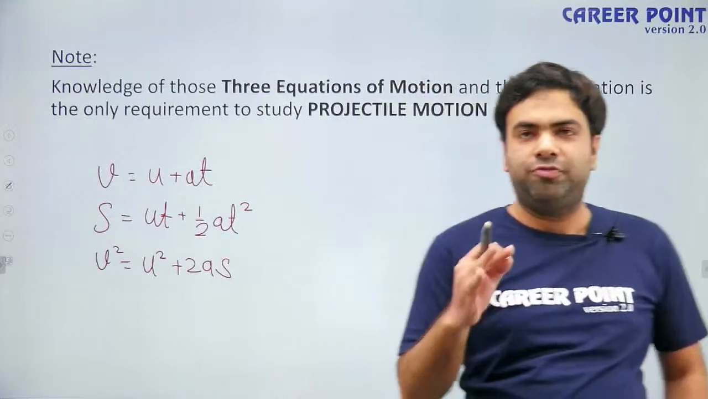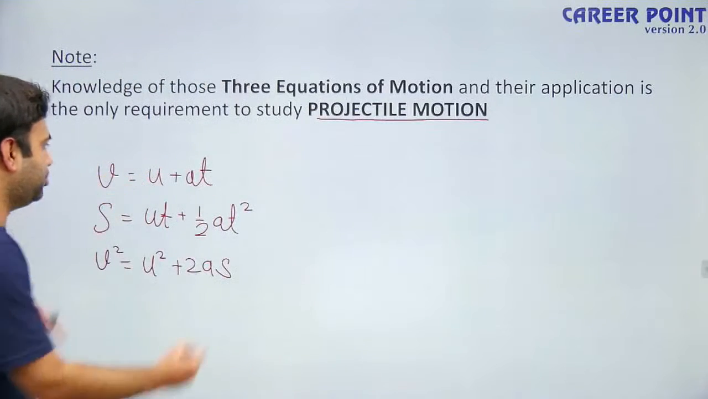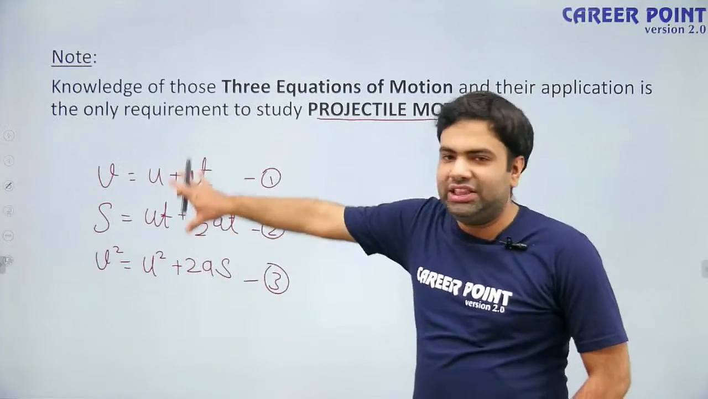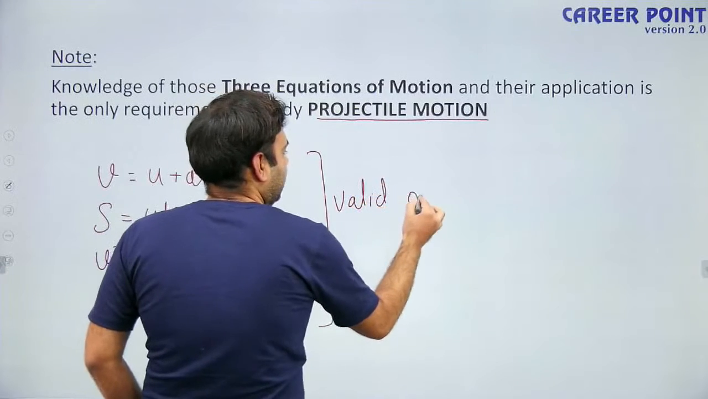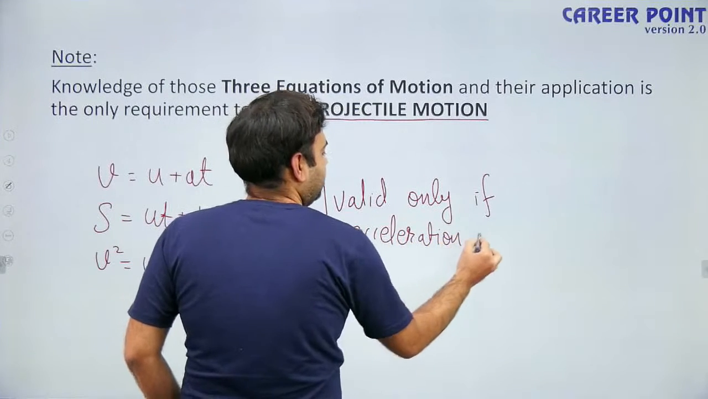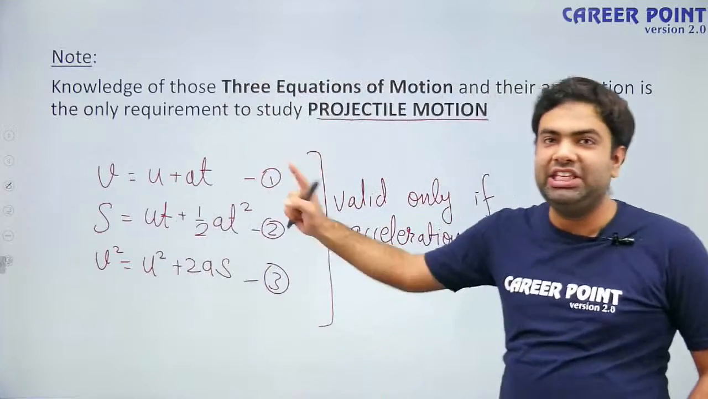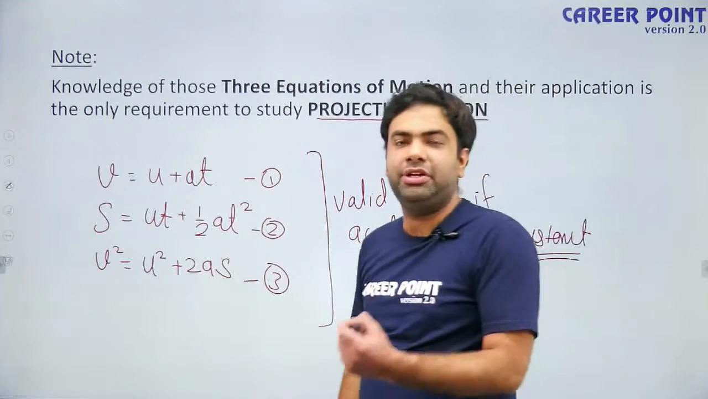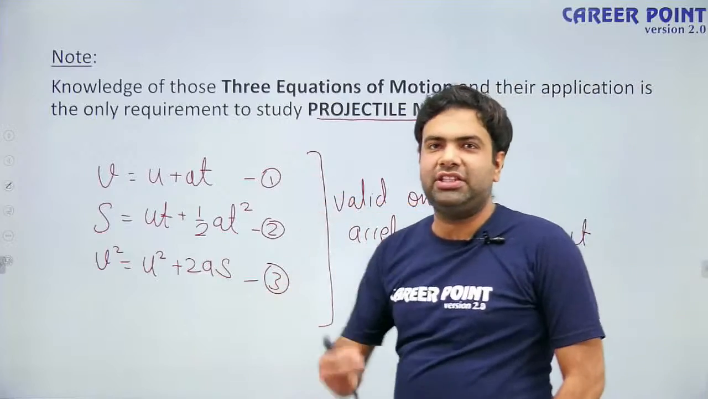Okay, so if you know these equations of motion, that means this chapter projectile motion is very simple for you. So this is the first equation of motion, this is second, this is third. And what is the condition of these equations of motion? Are these equations of motion valid all the time? No, they are valid only if acceleration is constant. If acceleration is constant, then only you can apply these equations of motion. Otherwise, you cannot. But in projectile motion near the surface of Earth, acceleration is 9.8 meter per second square, which is constant. So you can apply these equations of motion. If you know these equations of motion, projectile motion is very simple for you.